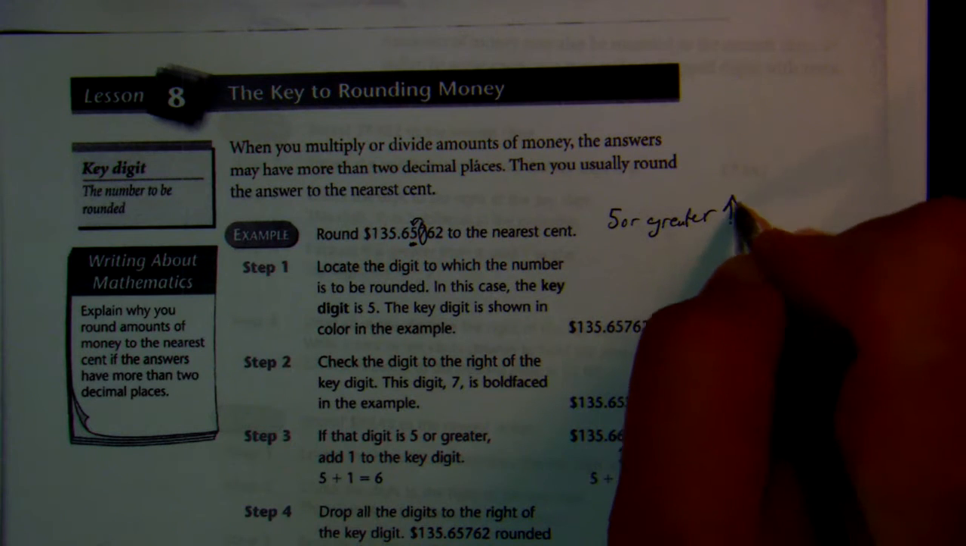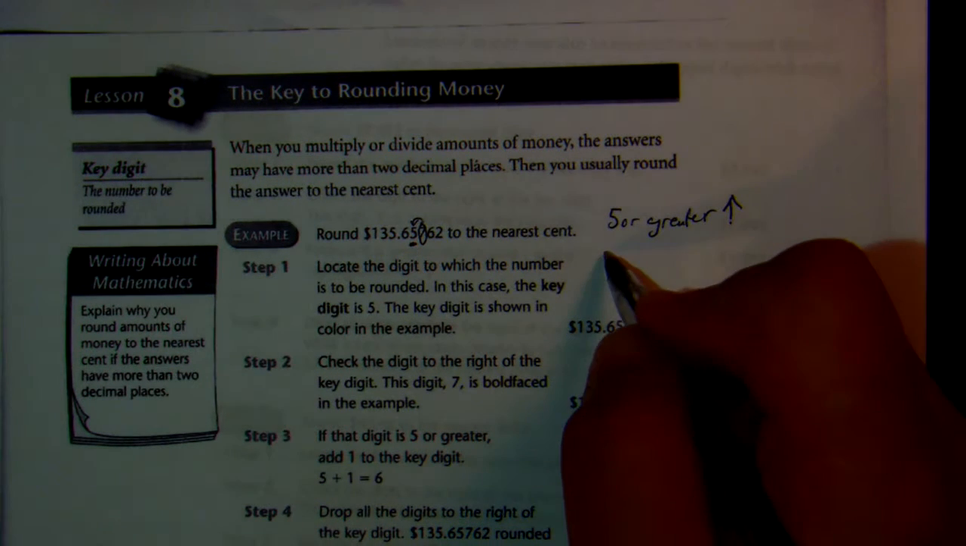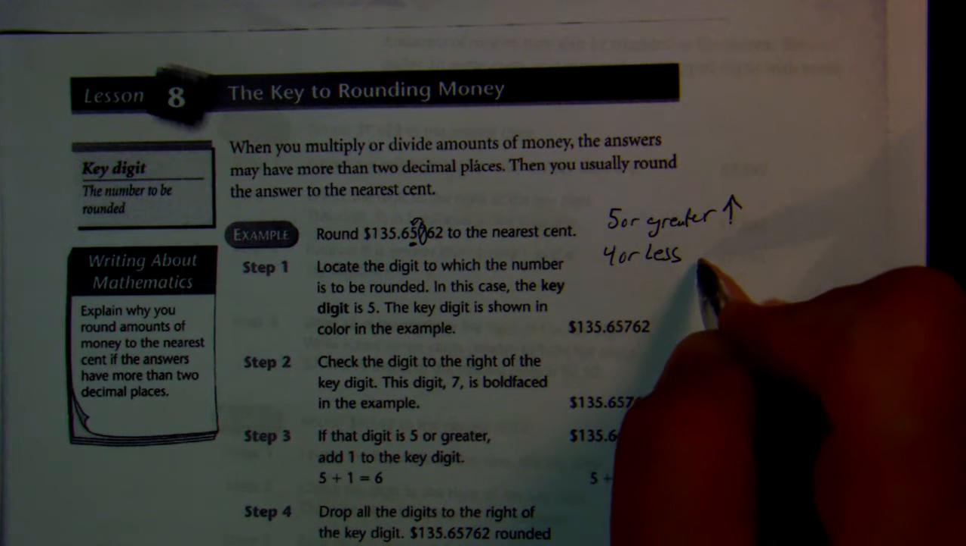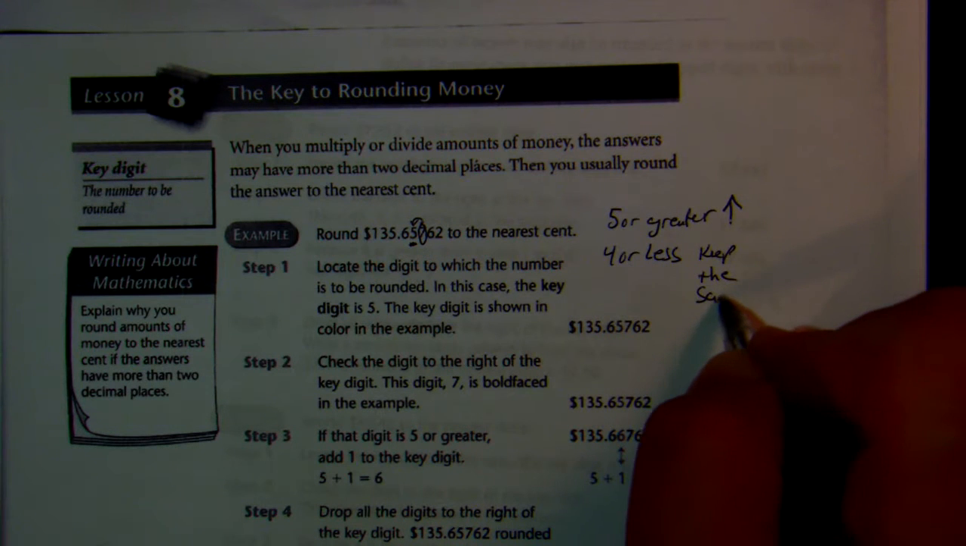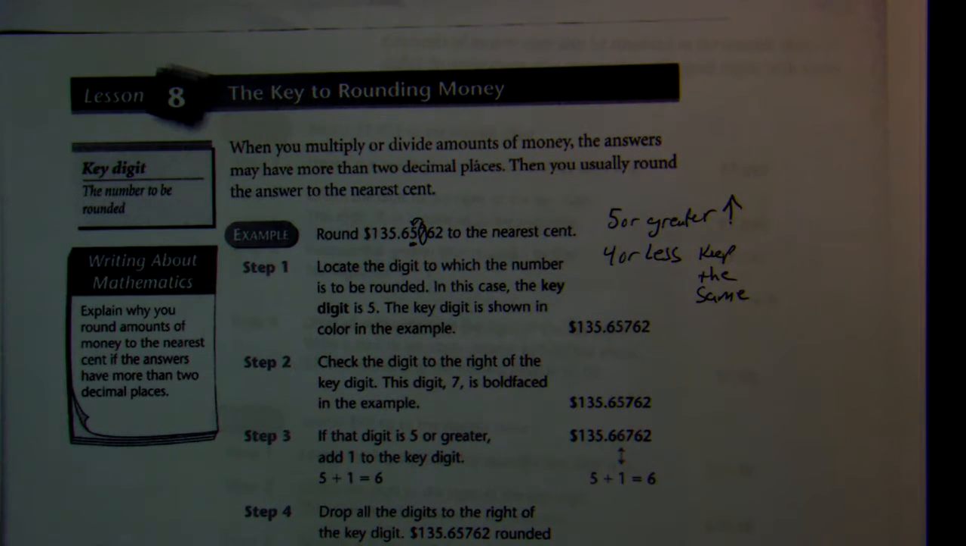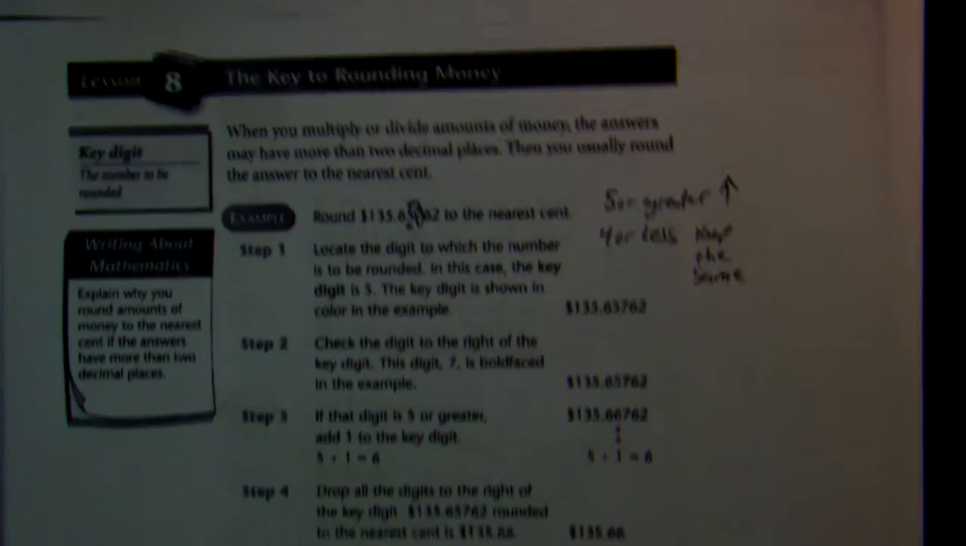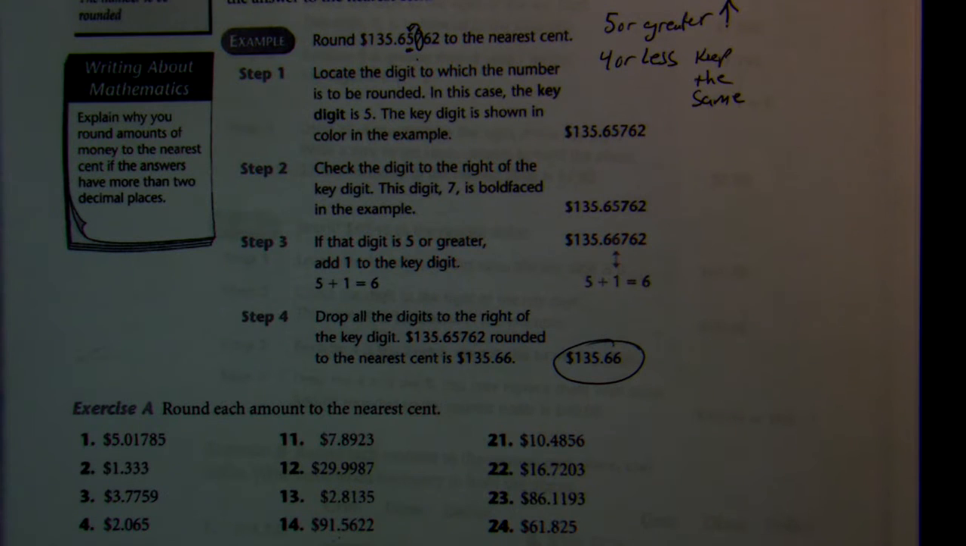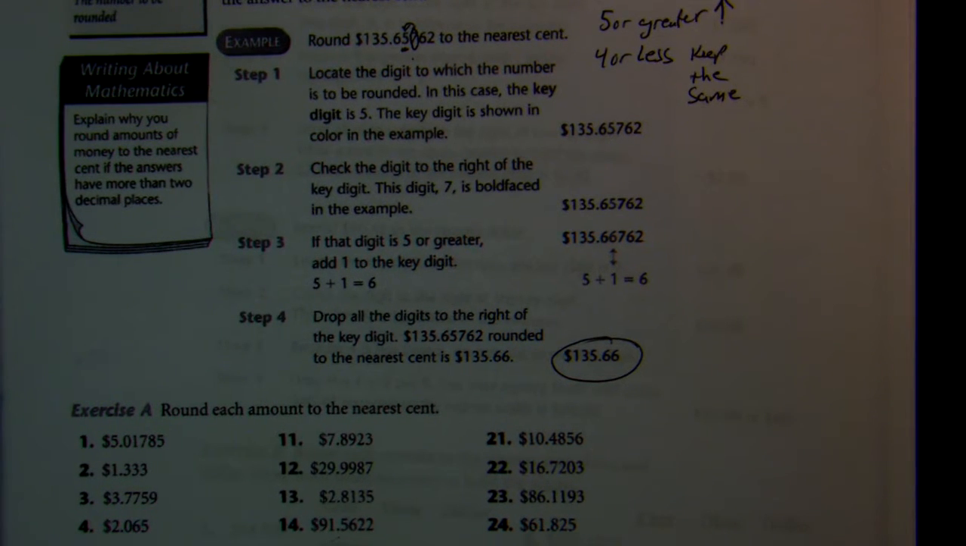you round up. If it's 4 or less, keep the same. Okay, you never round down. So it would never be like 64 cents. It would just stay at 65 if that was the case. So in this case, it was a 7. They'll be rounded up. And that's why when you get down to step 4, your answer would be $135.66.